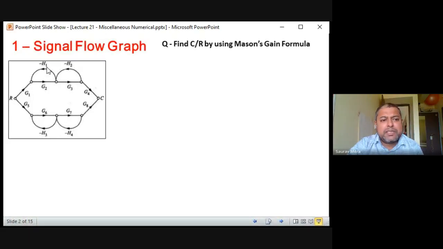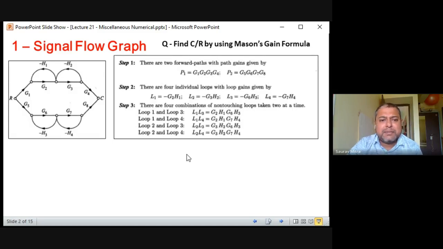This top forward path was having only 1 loop, and bottom forward path was having only another one more loop. Okay, so it was a single loop with this here and single loop with this here. So this kind of numerical we have solved. It's in the same line. So P1, that is the forward path 1, is G1, G2, G3, G4. Forward path 2 is G5, G6, G7, G8.